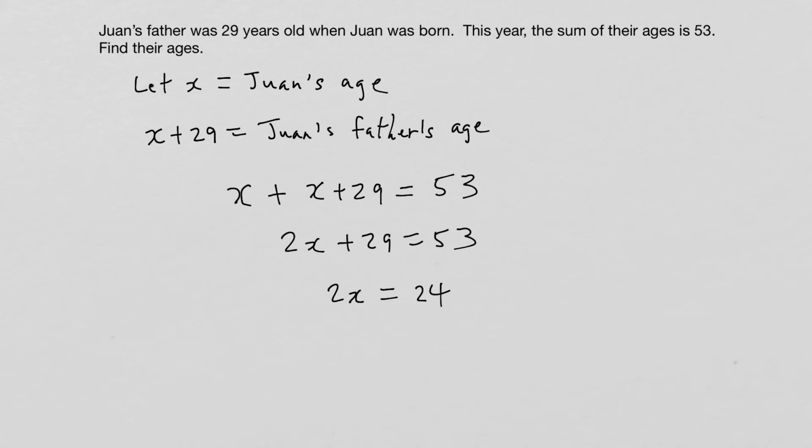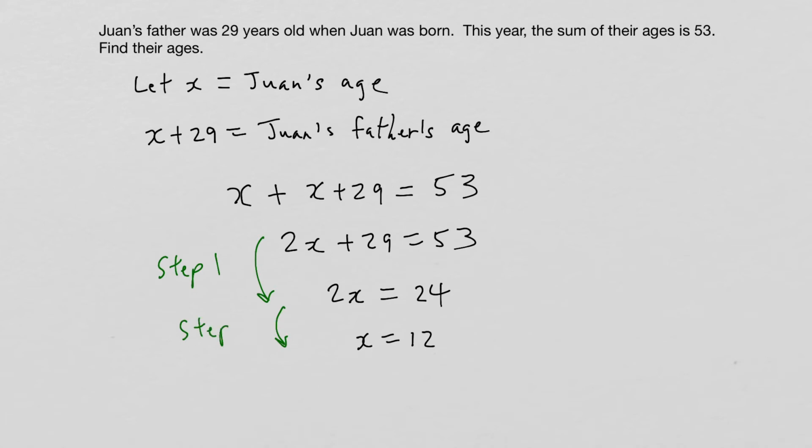Okay, so that's our step one right here. Then we need to divide both sides by 2 to isolate the x, and we get x is equal to 12. Okay, so this is step 2 right here.